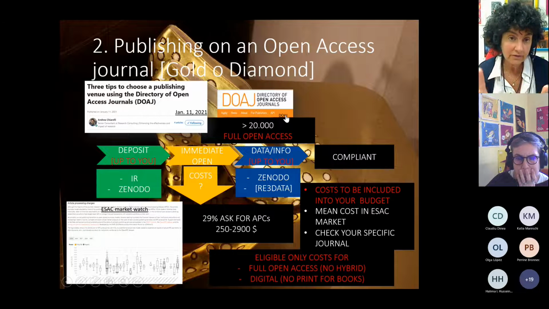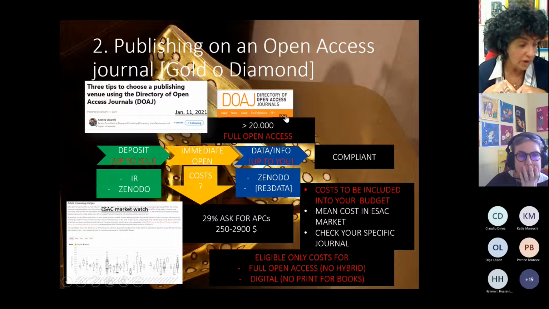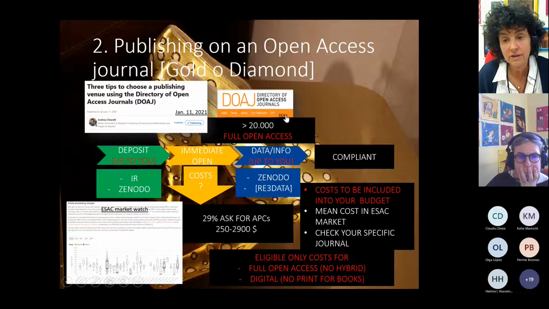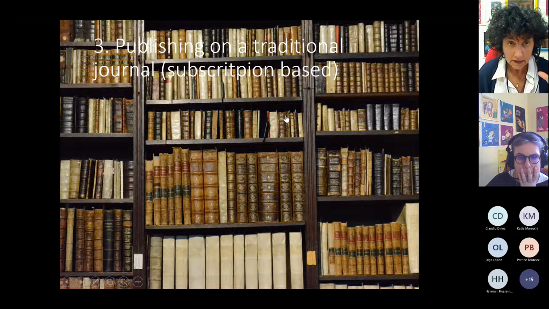If you compare this second option with the previous one, with Open Research Europe, you will see that two steps are up to you, okay? The initial depositing and depositing data and all the information needed to validate, it's up to you. And here there might be costs, okay, which you have to put into the budget. Third option, publish in a traditional subscription-based journal.